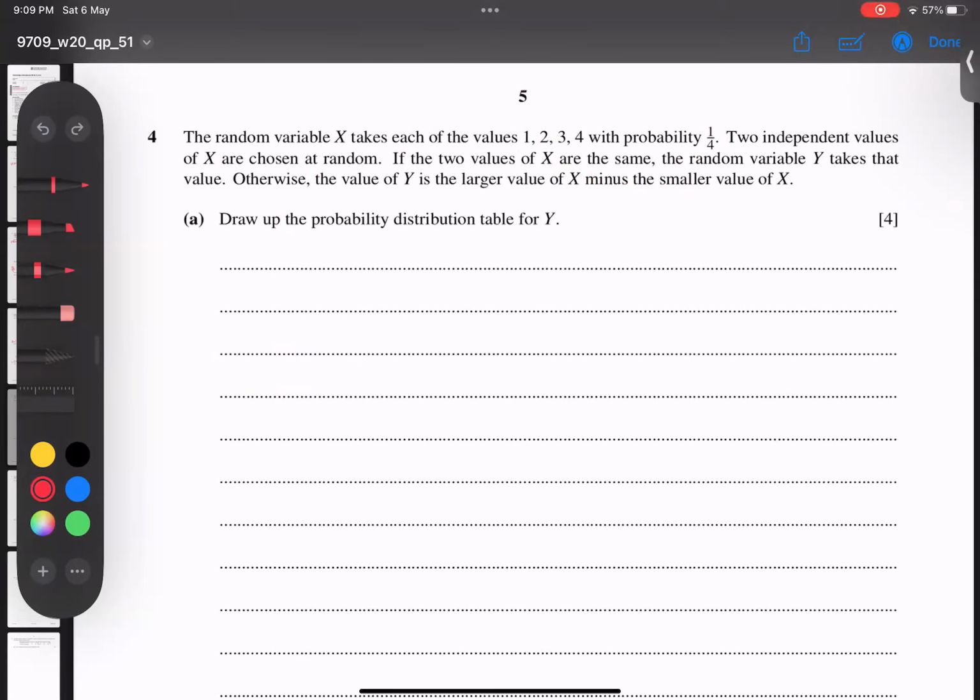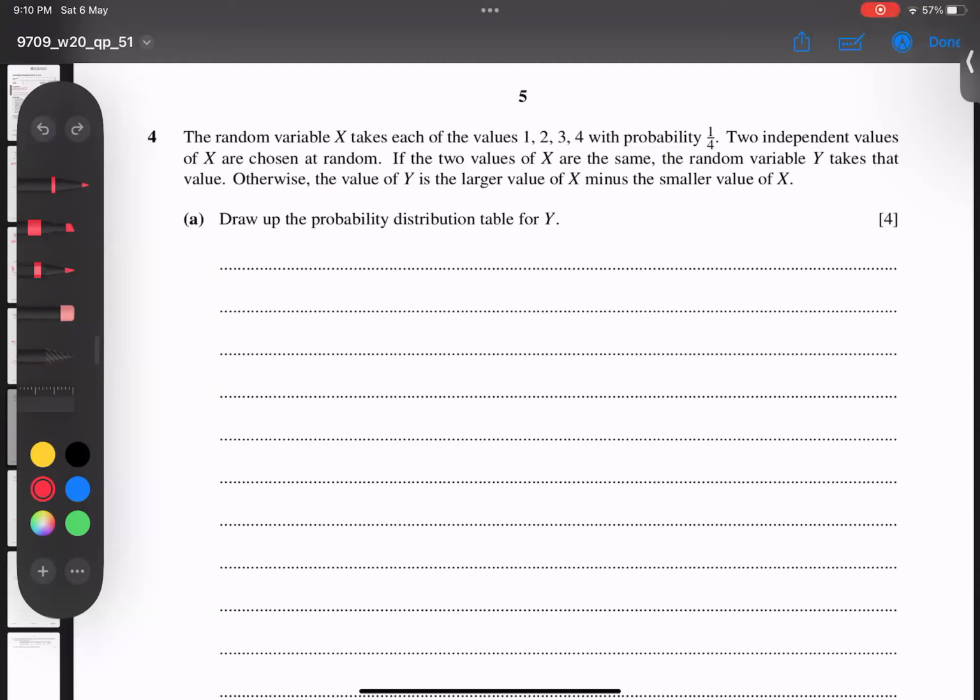All right. Two independent values of X are chosen at random. I give an example to you: I take 1, I take 4. This is called two numbers taken. If the values are the same, like 1 and 1, then Y takes that value, whatever the value is. That is our answer.